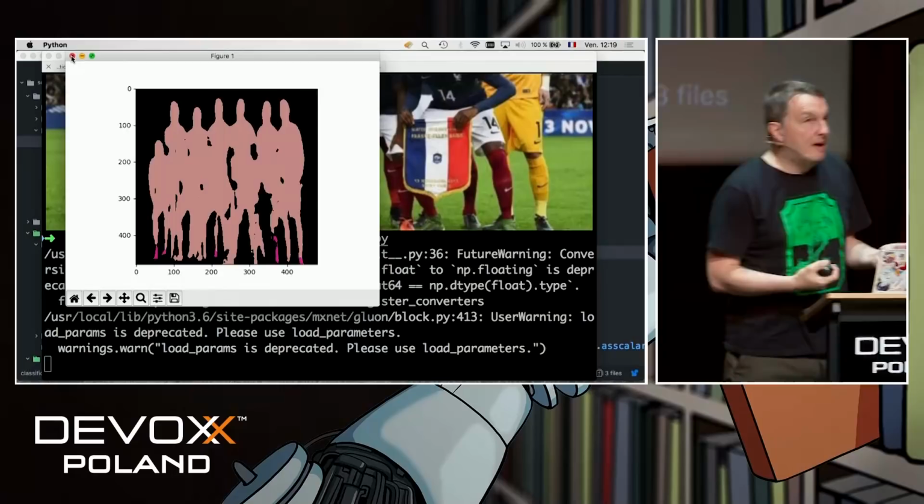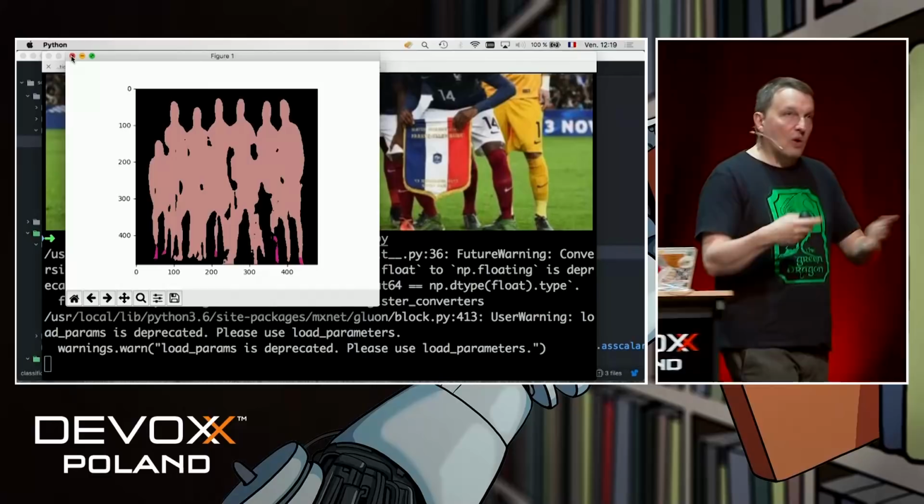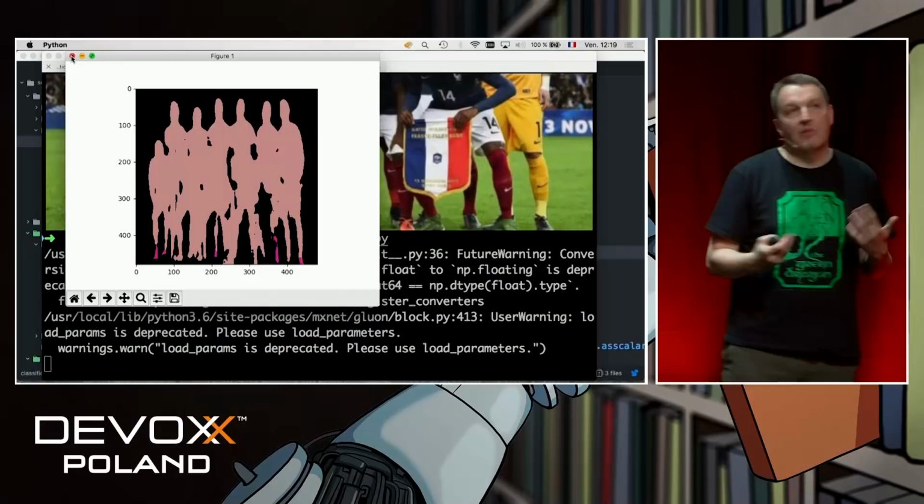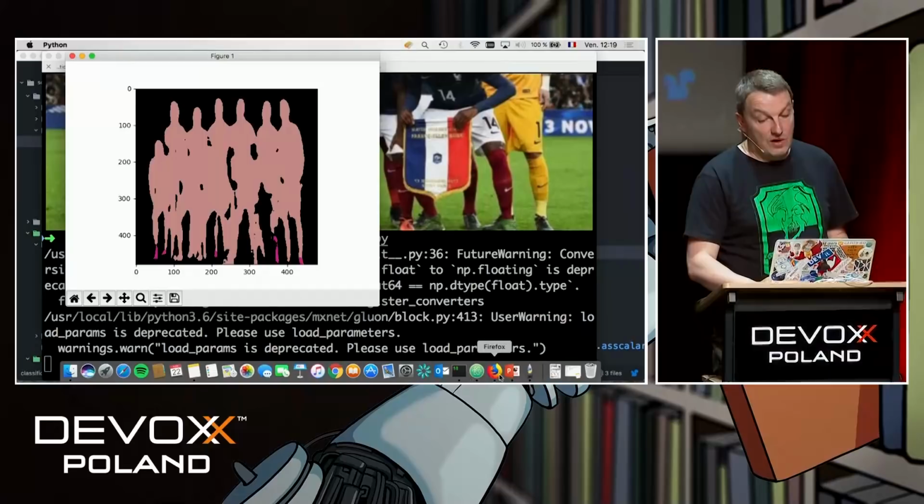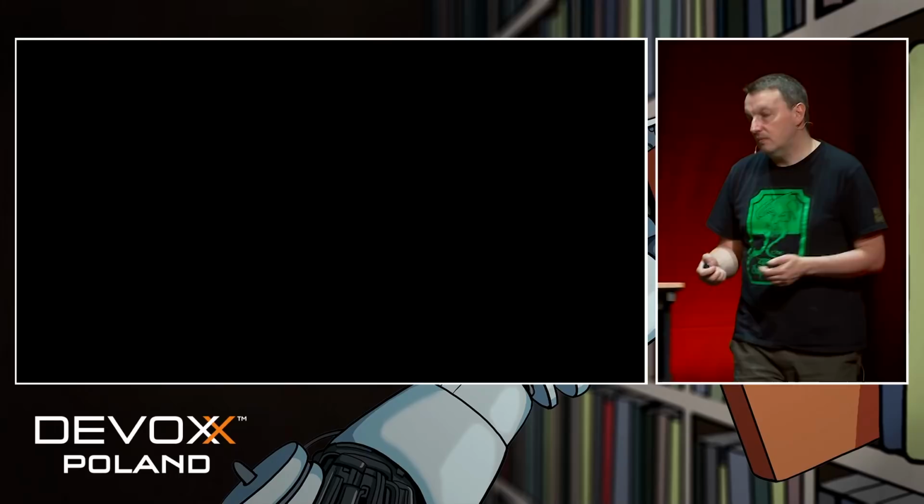Before you go and try to build everything from scratch, just consider existing pre-trained models that might be good enough to do the job, right? You would save an insane amount of time by using those pre-trained models.